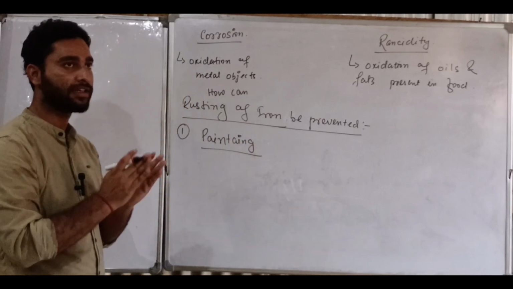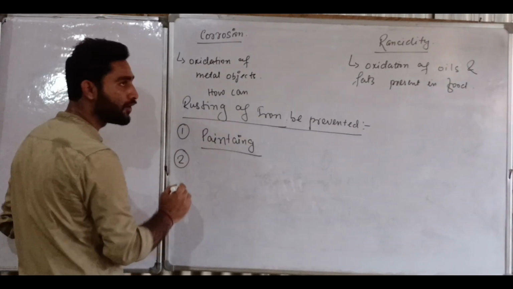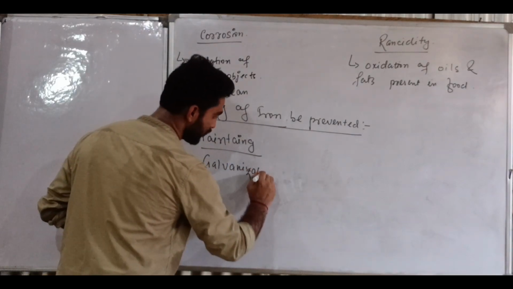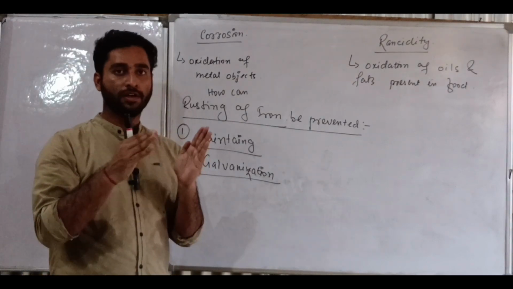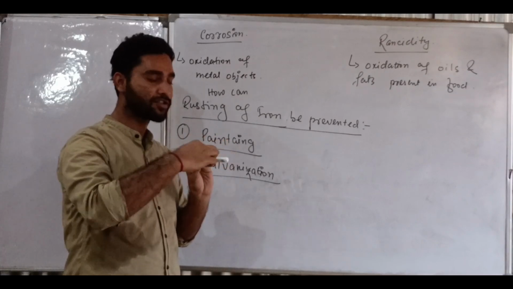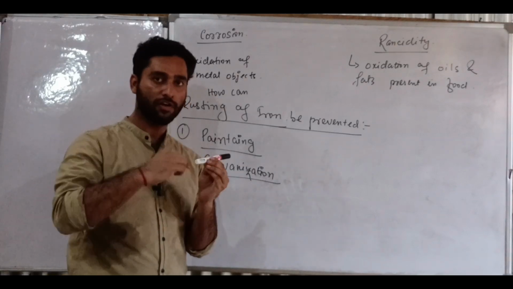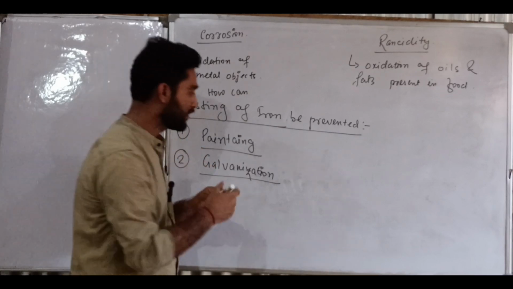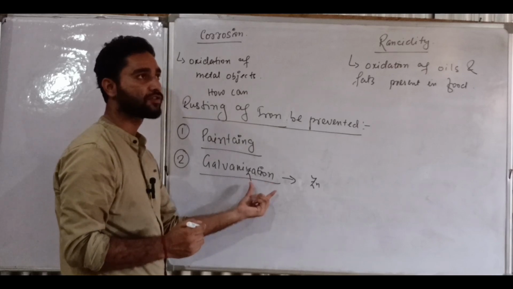So we can apply the paint and this paint will act like a protective barrier. Next, rusting of iron can also be prevented by the method of galvanization. Galvanization is a technique where the iron objects get coated with a zinc layer. Zinc is also a metal. If we do the zinc coating on the iron object, this process is called galvanization.